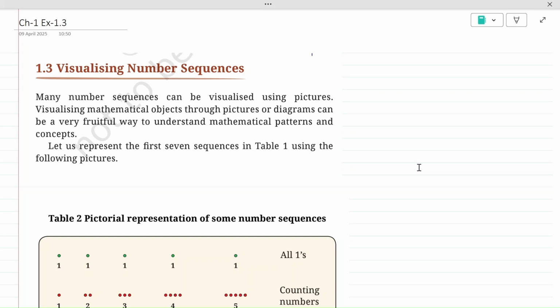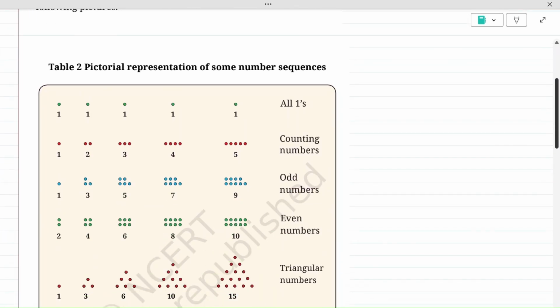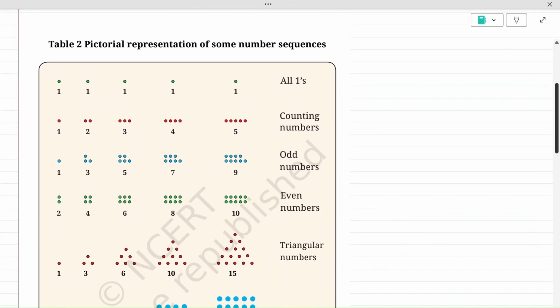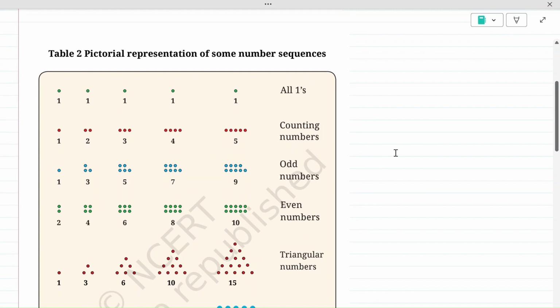So today in this class, we are going to see how we can visualize these number sequences. That means how we can represent them using any object or pictures or diagrams. So let's start today's class. All the sequences which we have done till now are represented in this chart using dots. So we are using dots here to represent those number sequences.